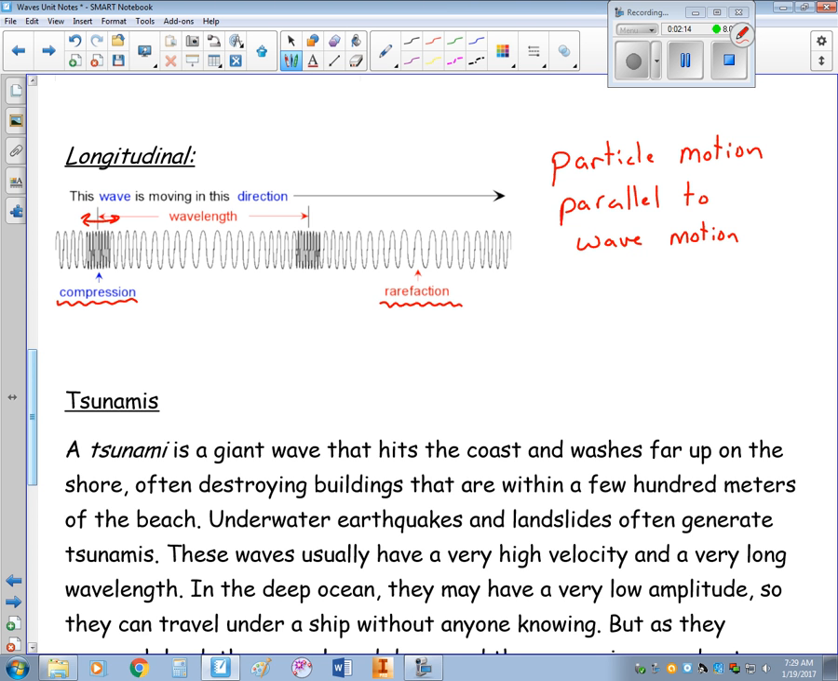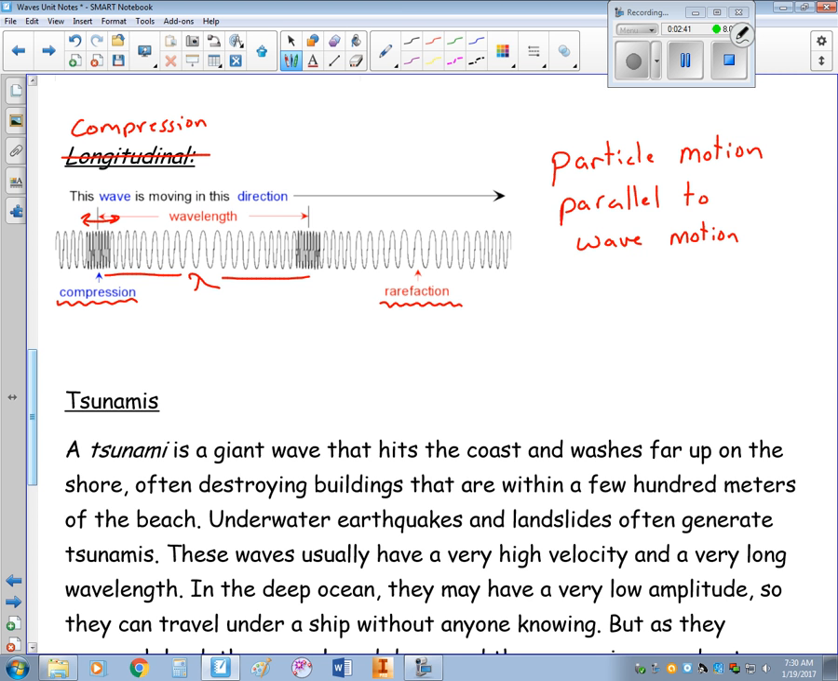So sometimes longitudinal waves are called compression waves. So compression waves, longitudinal waves, same thing. Notice that we still have a wavelength, and it's just from compression to compression. So that's our wavelength.